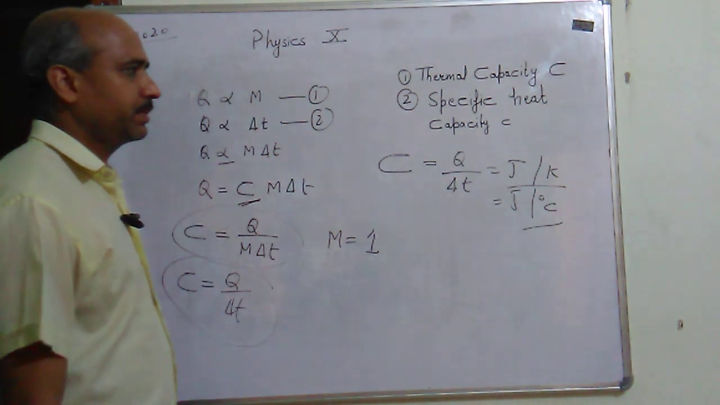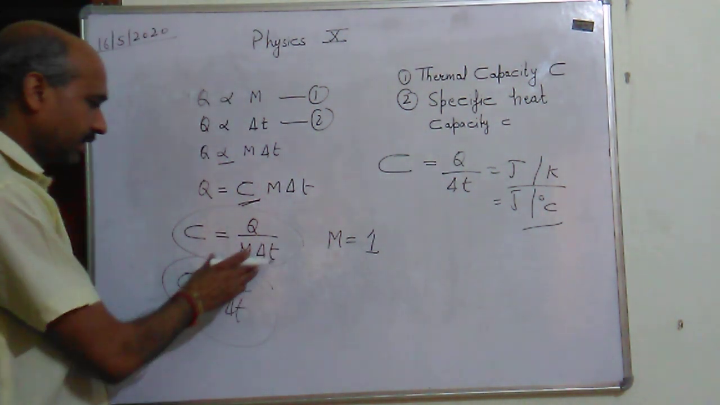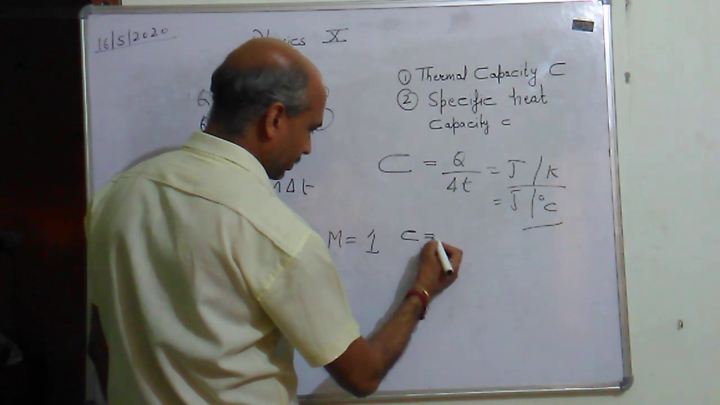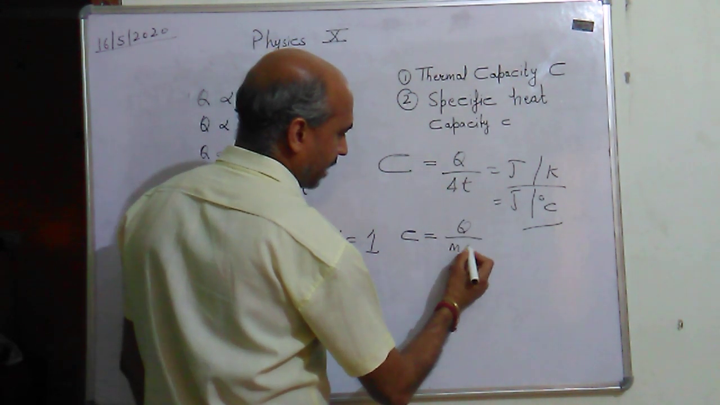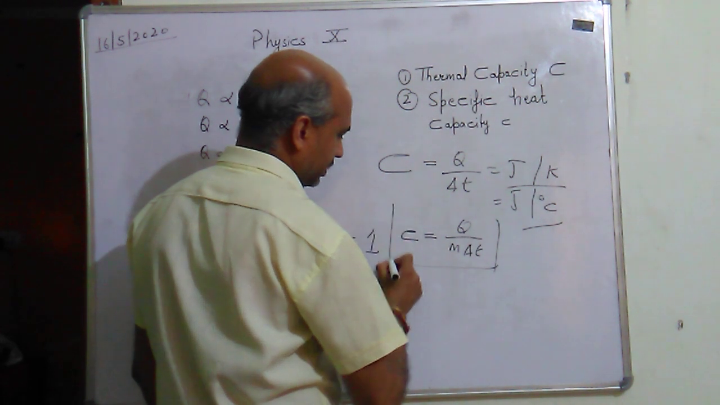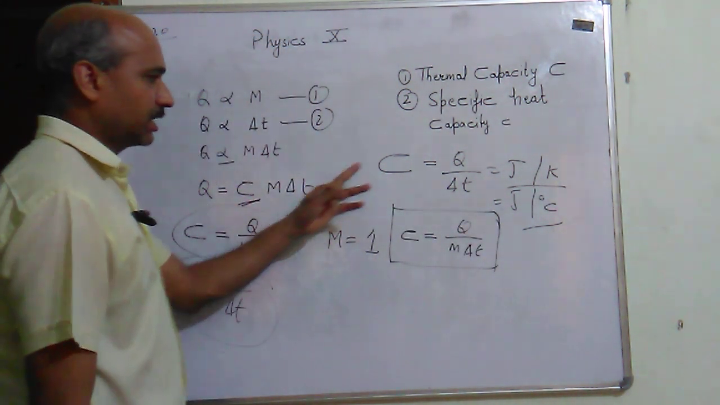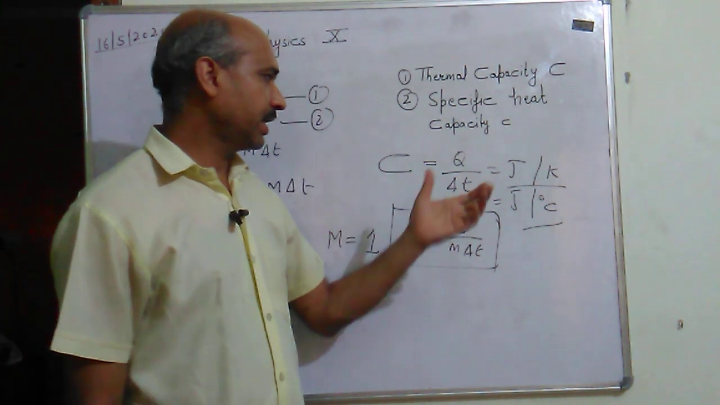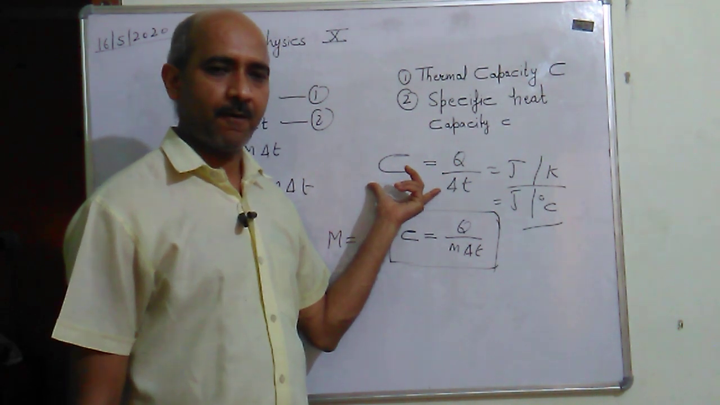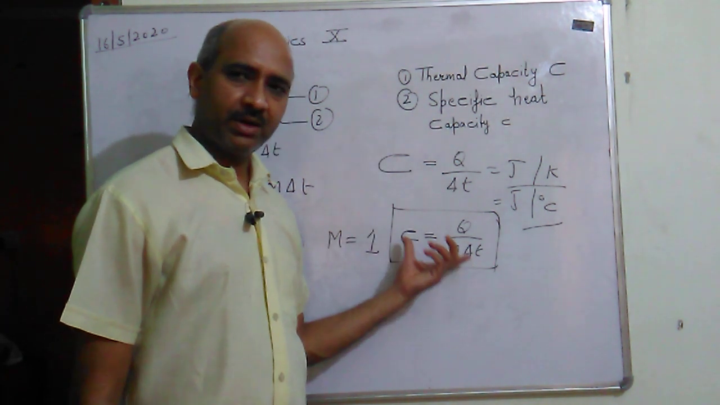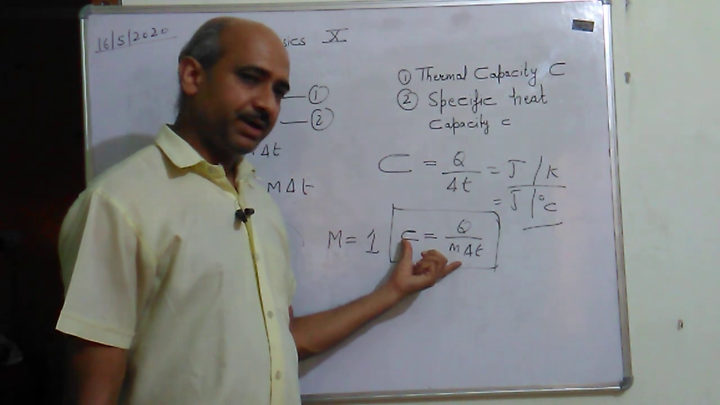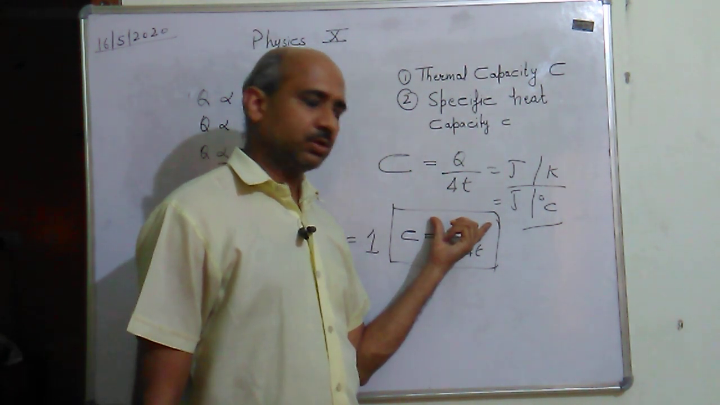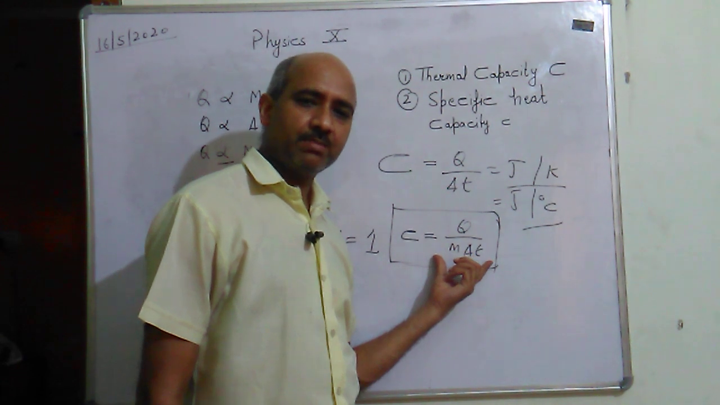Now if we talk about the specific heat capacity, we have to consider the mass also. So specific heat capacity is denoted by small c, and it equals Q upon M del T. That means we have to consider the mass also. In the thermal capacity we are not considering the mass, we simply say that whatever mass is given, the temperature of that whole mass has to be raised by 1 degree Celsius. And if we talk about the specific heat capacity, we simply say that specific heat capacity is the amount of heat required to increase the temperature of a unit mass by 1 degree Celsius.